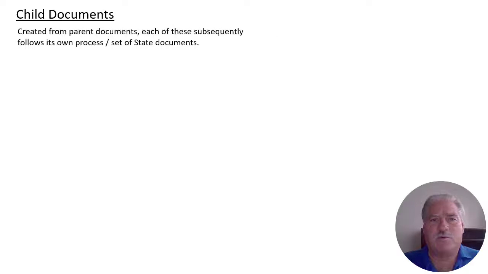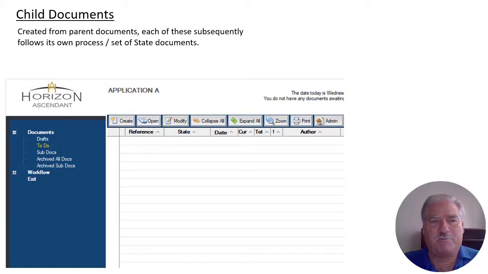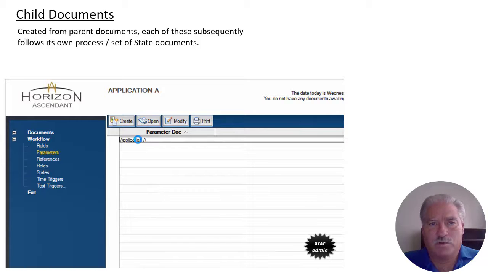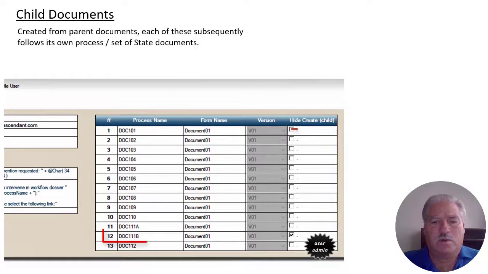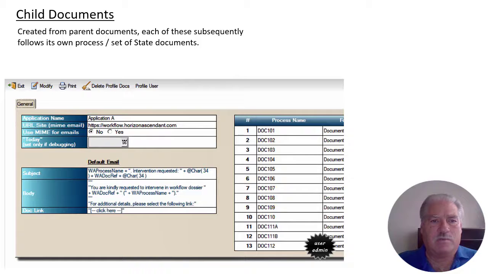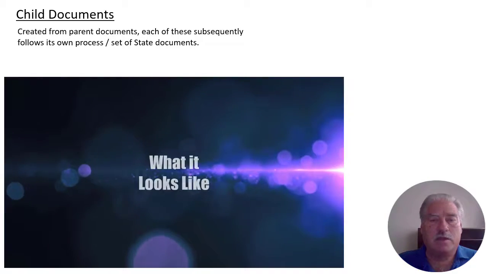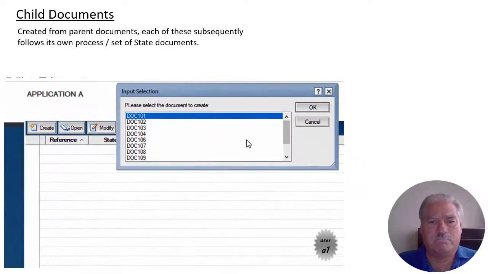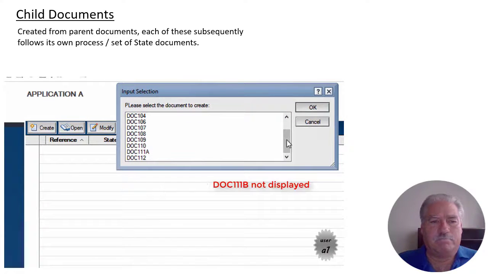Now, child documents, of course, as the name implies, are created from parent documents, and each of these subsequently follows its own set of documents in the process. So I just want to show you here the option to not present the option to create document directly. As you can see, Doc 111B has been selected not to be presented to the end users for direct creation. As you can see, that's not displayed here.